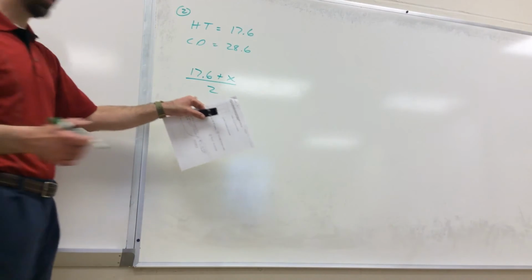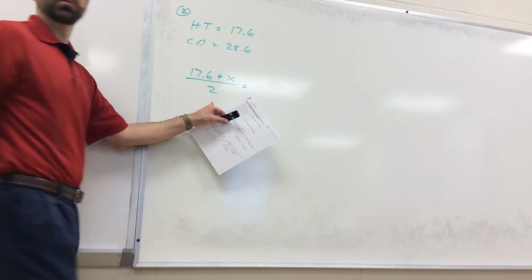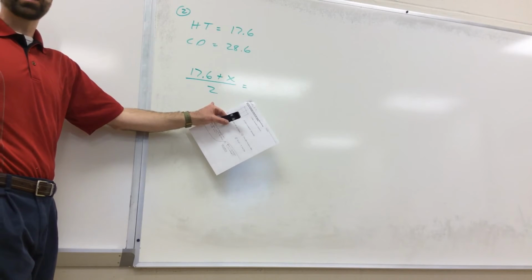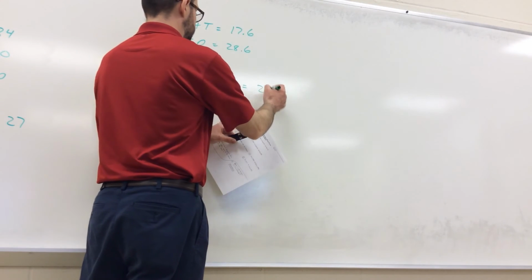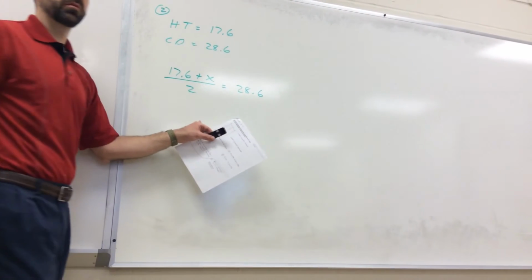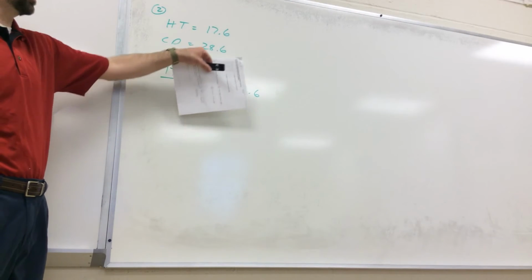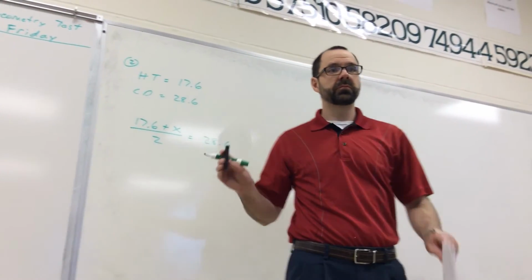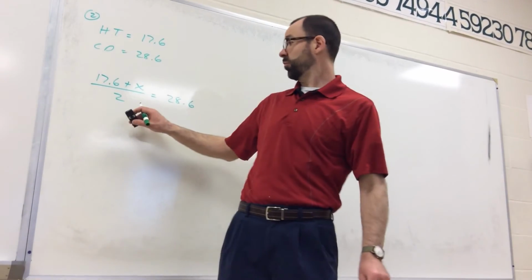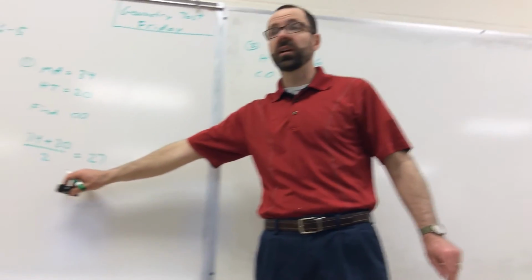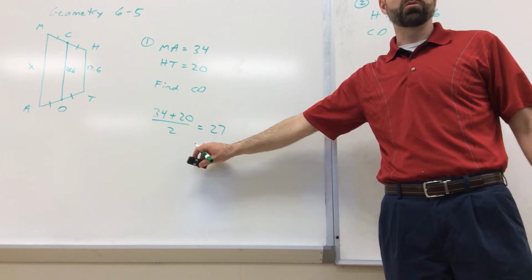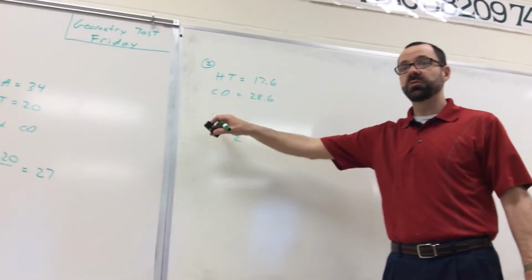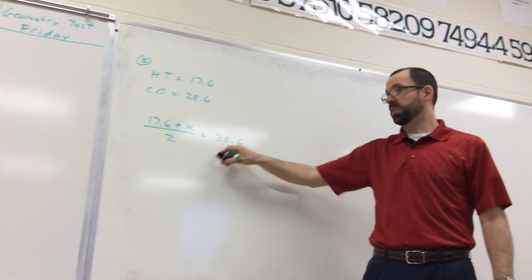Okay, now after we do that, what should that come out to? Yeah, 28.6, right? Because they gave us the median this time. They gave us the answer this time. So this formula here is the same as this formula over here. It just looks awkward because there's an x in it, but it's still the same idea. Base 1 plus base 2 divided by 2 equals median.